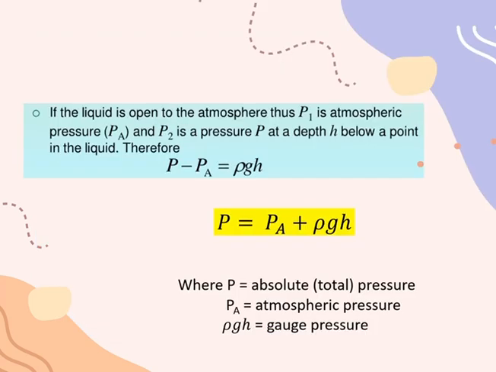So, if the liquid is open to the atmosphere, P1 is atmospheric pressure, PA, and P2 is a pressure, P, at a depth h below a point in the liquid. Therefore, P minus PA equal to rho gh, from which we can derive the equation P equal to PA plus rho gh, where P is the absolute total pressure, PA is atmospheric pressure, and rho gh is the gauge pressure.